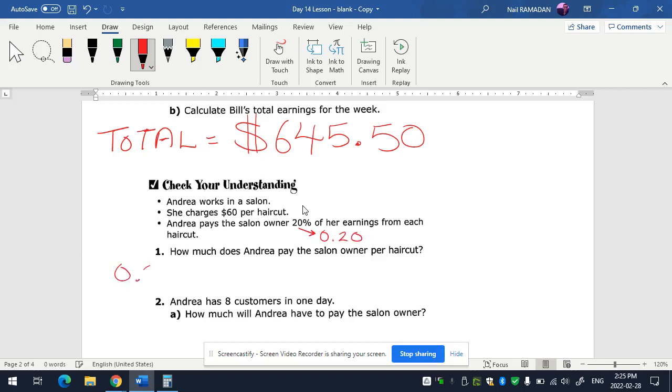So 0.20 times 60. That would be how much? 12. Yes, 12. So the salon owner gets $12 from each haircut. The customer pays 60 and leaves. She needs to give $12 to the salon owner, which means she only keeps 48 bucks.